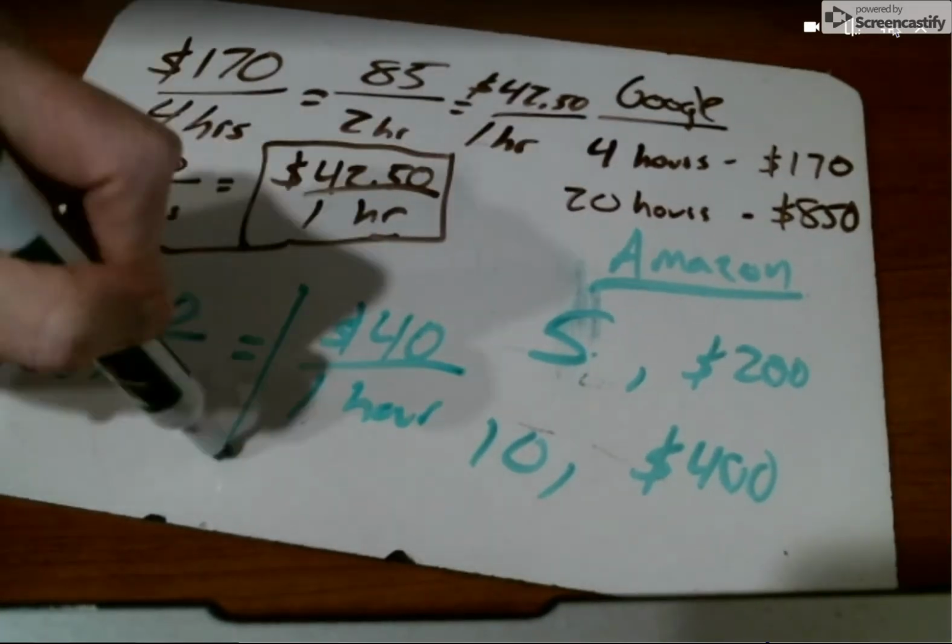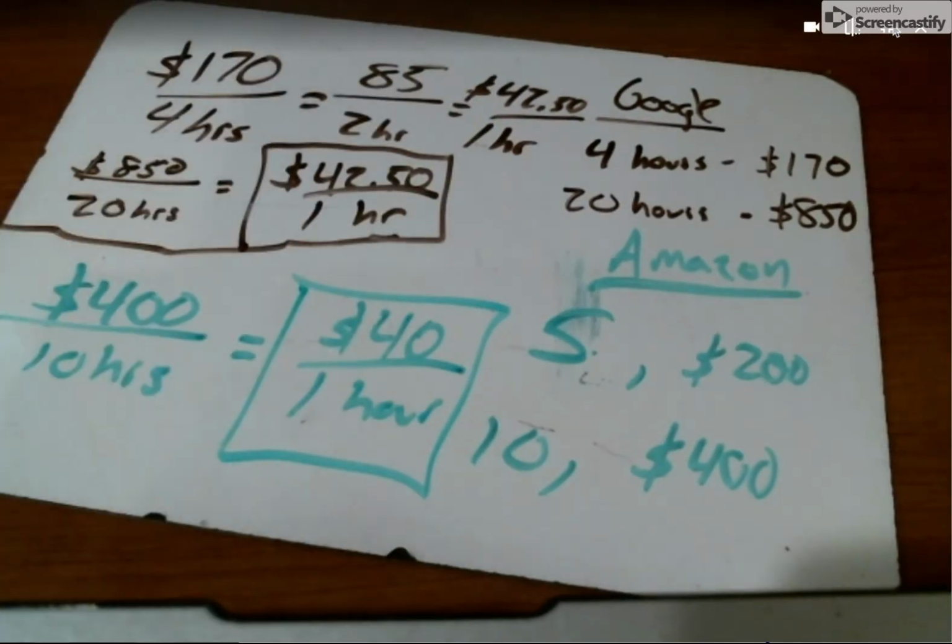And at this point now, this is the information you need to be comparing which company is paying better. If you use 200 divided by 5, you're going to get to the same $40 every 1 hour for Amazon. Again, that's one of the things we're going to see with proportional relationships.